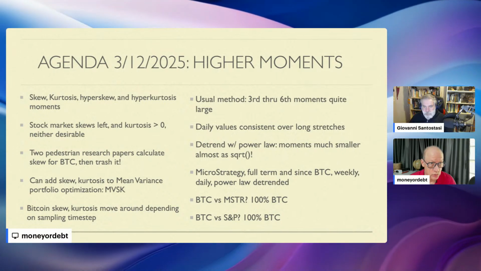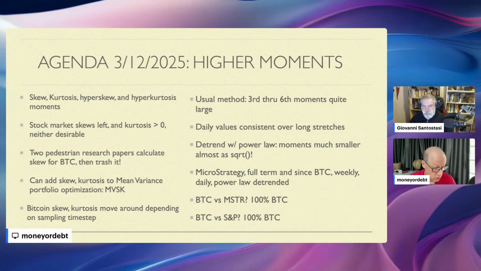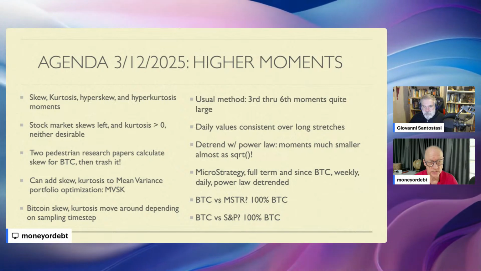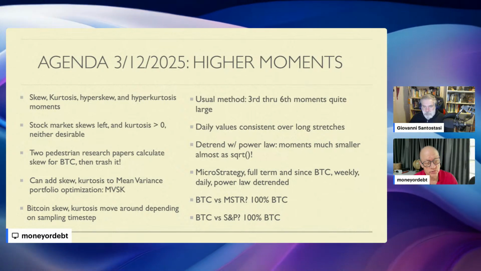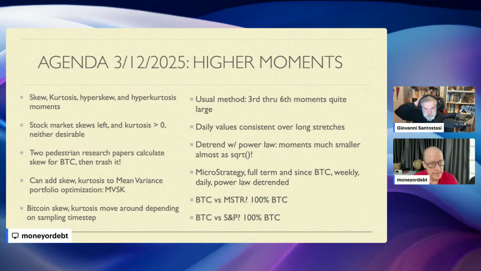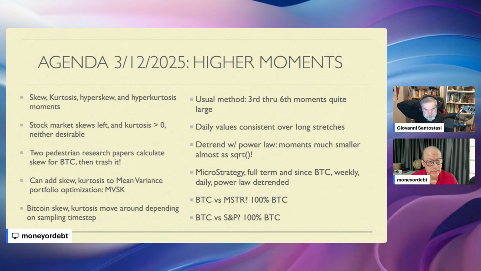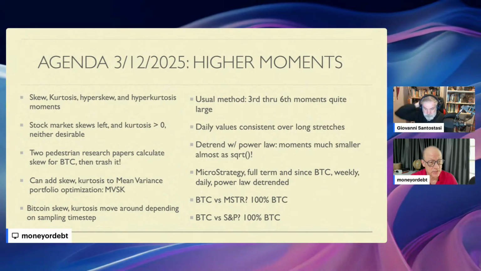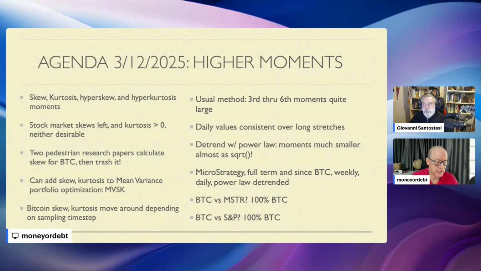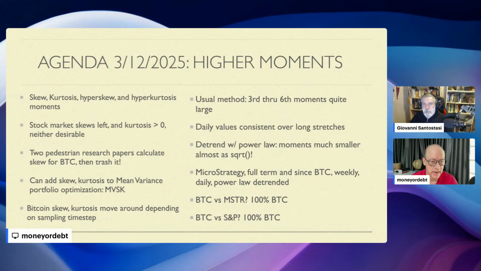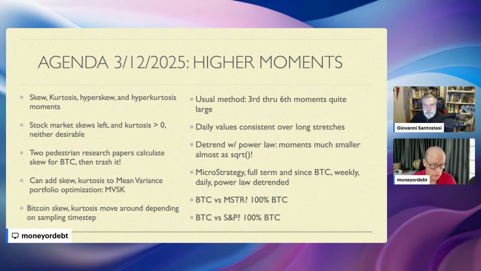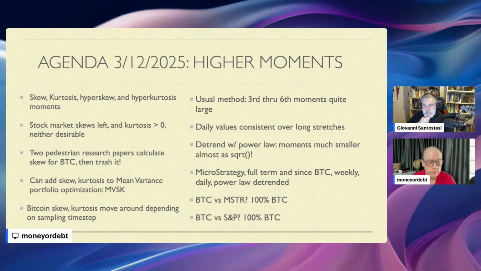When I apply the usual method to a much longer time series, really the full price history, whereas they used a truncated price history, then I find that the third through sixth moments are quite large. The skew up through the hyperkurtosis are quite large. But with daily time steps, the values are pretty consistent over long stretches of time, and they do gradually change. They tend to increase with time, but it's a fairly flat trend in the longer stretches of the history.